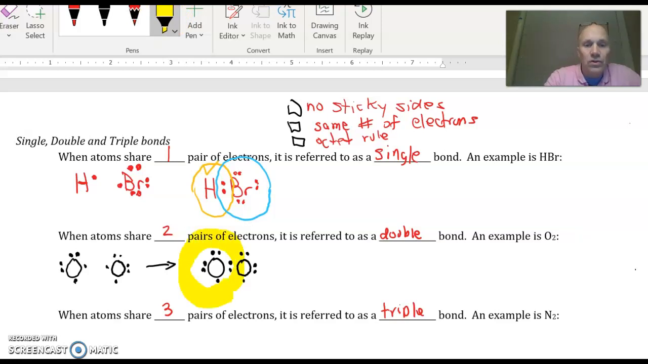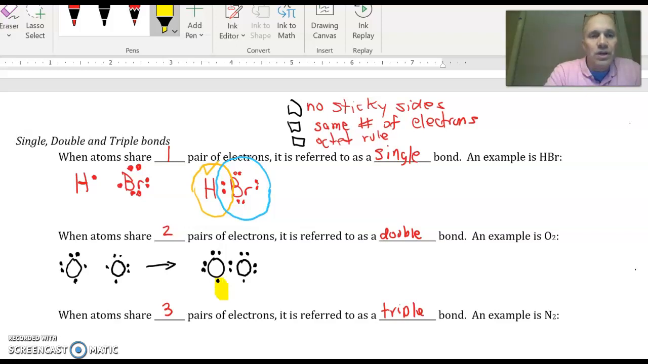If I draw a circle around this oxygen atom right here, you can see that there are 7 electrons. Remember, oxygen, just like most of the atoms, is going to want to have 8. So that's not good as far as the octet rule is concerned. So what can we do to complete this?